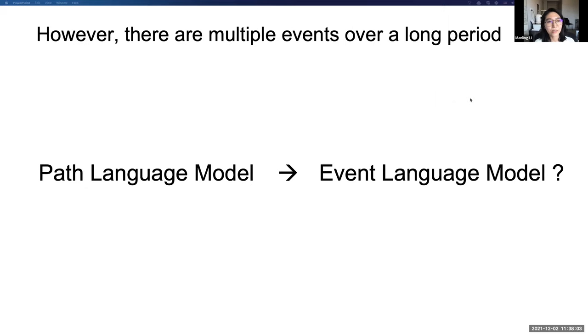However, this is just two events. And we are trying to model the complicated interactions between multiple events. So if we have multiple events, the natural thought is to extend the path language model to an event language model. Like we model that after attacks, there will be an arrest event, and after arrest, there will be a sentence event. However, the simple event language model cannot capture the complex structures of events.